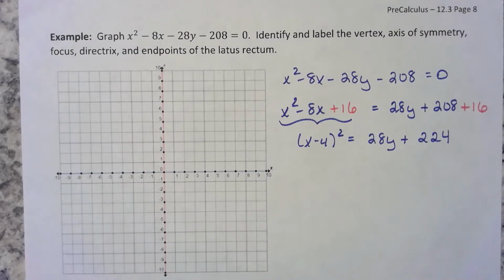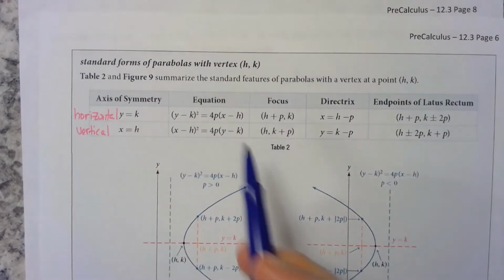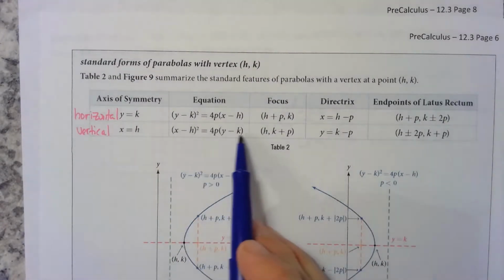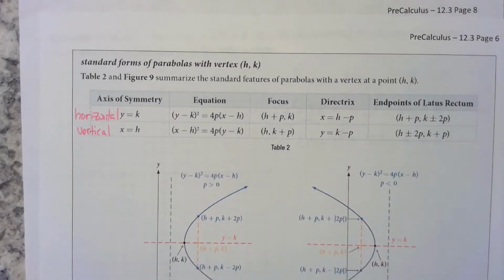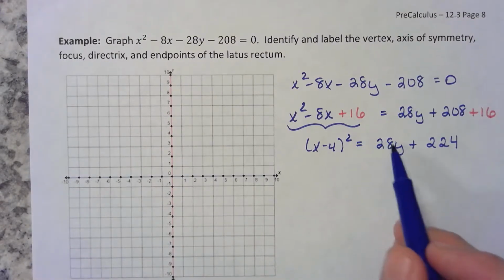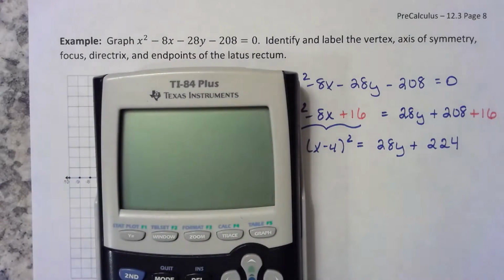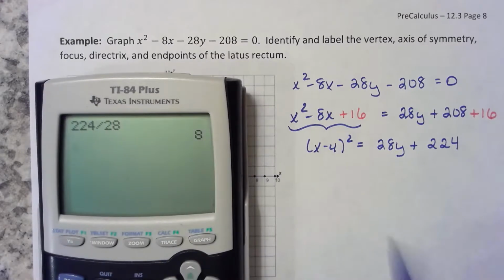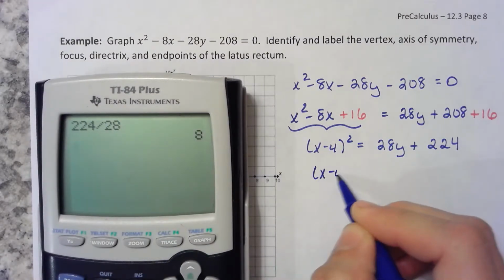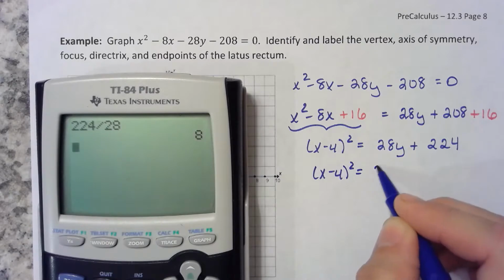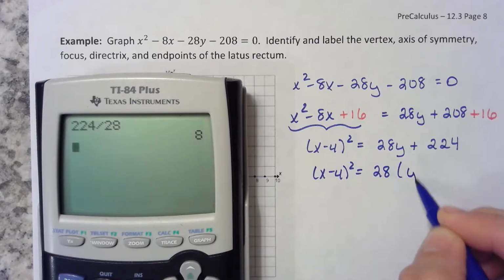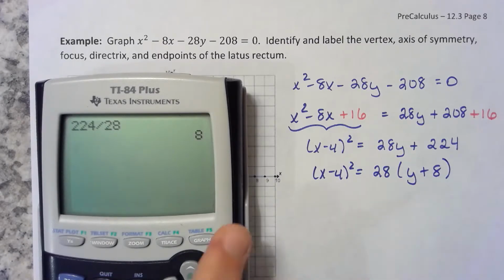Well, that almost looks like what we're looking for. We have x minus something squared equals all this. What we need to do is see if we can factor out this 28 right here. So let's see if it works. 224 divided by 28. Ooh, it does work. So we have x minus 4 all squared equals 28 times y plus 8.